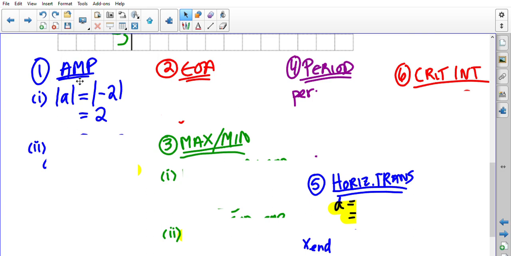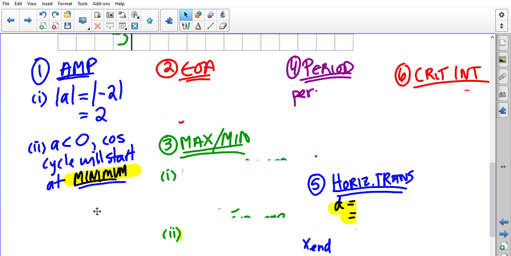However, we also need to analyze the a value to determine how our cycle is going to be oriented. I notice that I analyzed the sign of a. Because a is negative, so a is less than 0, and we're dealing with cos, that tells us then that the cycle will start at a minimum point. So when we draw it, it's going to be like this. It's going to start here at a minimum. All right, now we're going to move on to the equation of the axis.